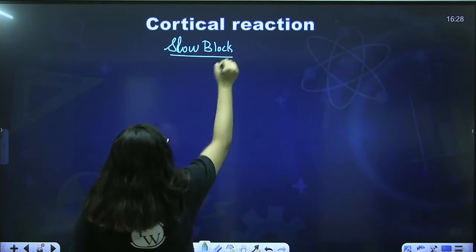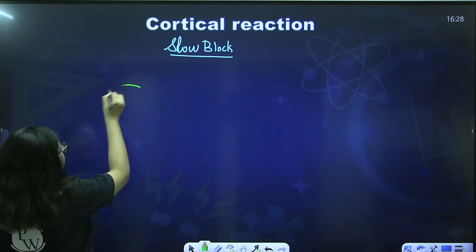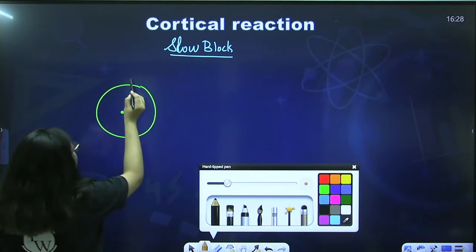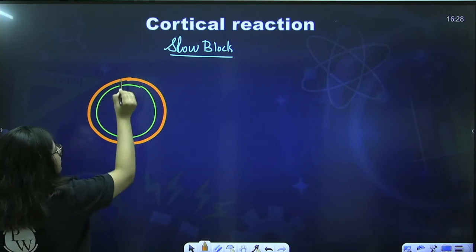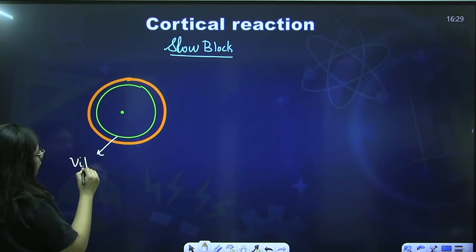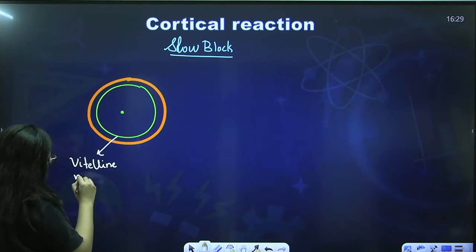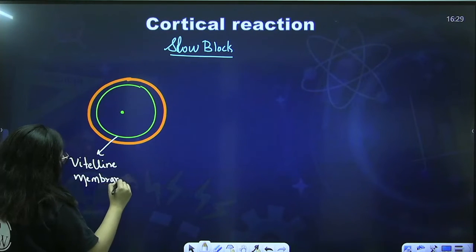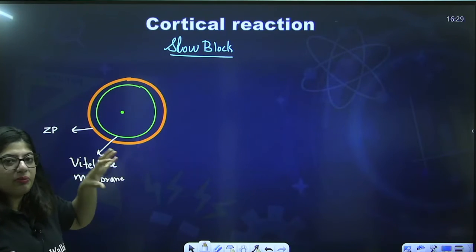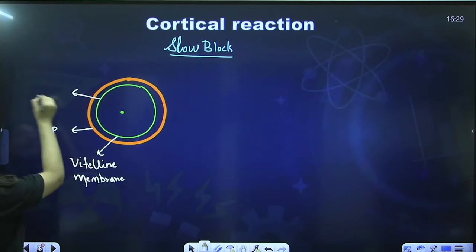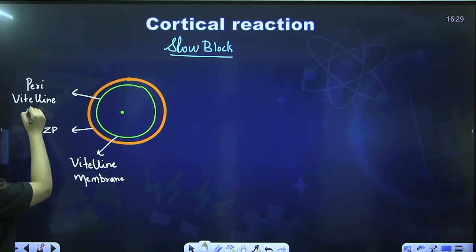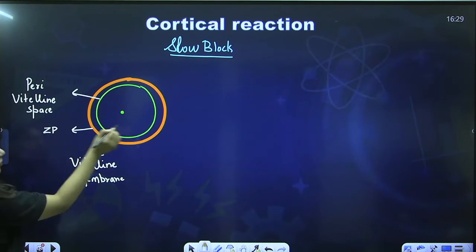So what happens in slow block? See, this is a vitelline membrane and this is your zona pellucida. Let me label this for you. This is the vitelline membrane. This is the zona pellucida. There is a space present between the vitelline membrane and zona pellucida. We call this the perivitelline space. What do you call it? Perivitelline space.